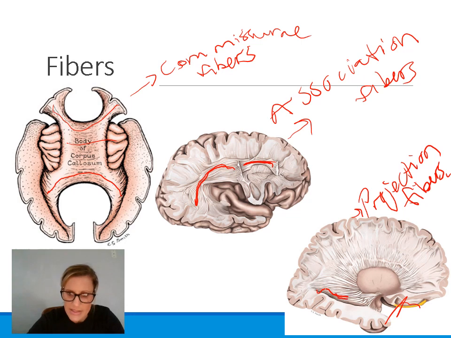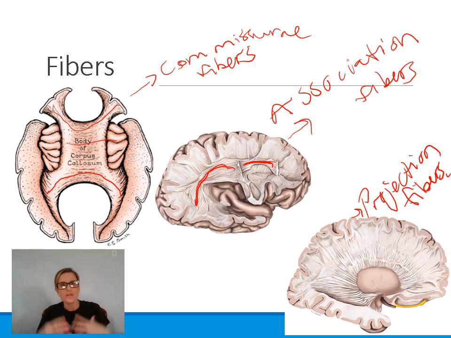Okay, parts of the diencephalon, and they're extending down to the brainstem. So they're leaving the cerebrum. If the fibers or the tracts, if the axons are leaving the cerebrum, then they are projection fibers. They're projecting down to another area.